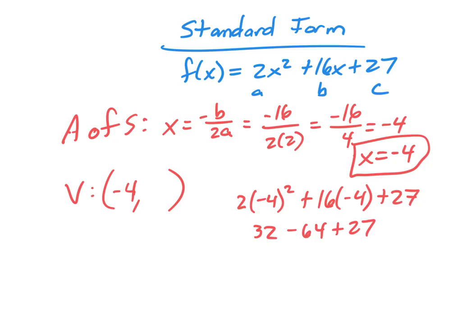And you don't necessarily have to simplify like that. You can just put that into your calculator, but if you do put it in the calculator like that, make sure you use parentheses so it does the order of operations and puts it all in the right way. So when you put that into your calculator, you should get -5. The vertex would be (-4, -5).